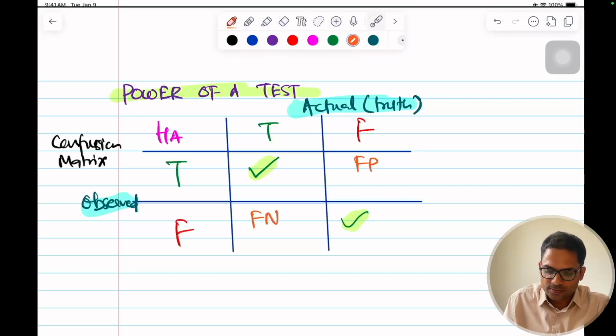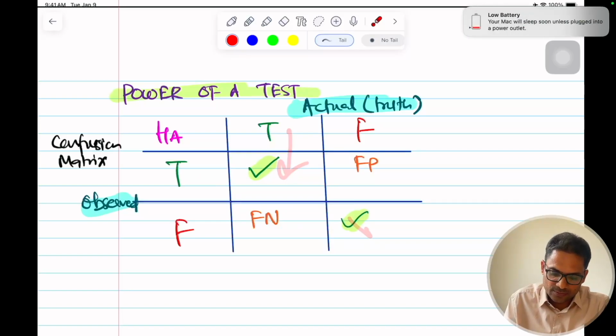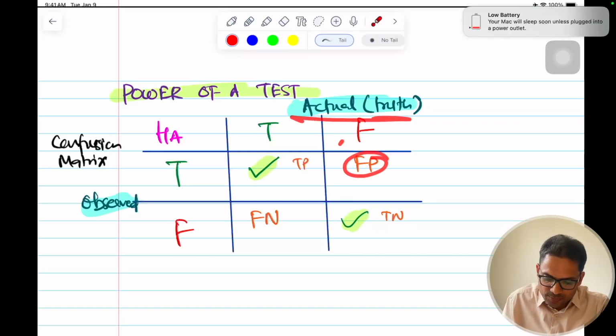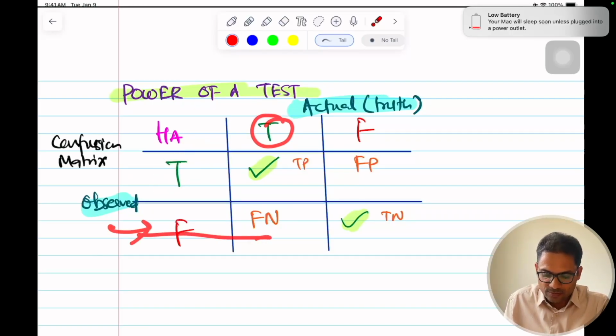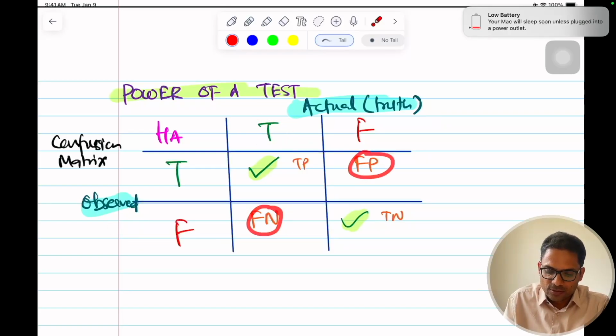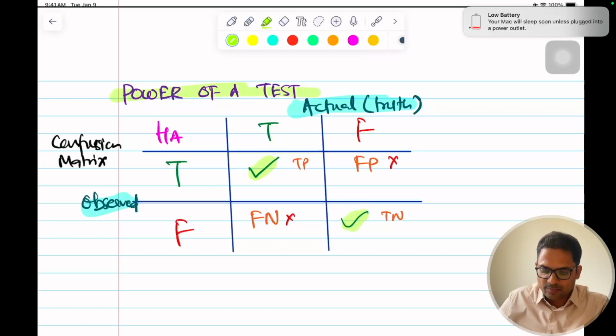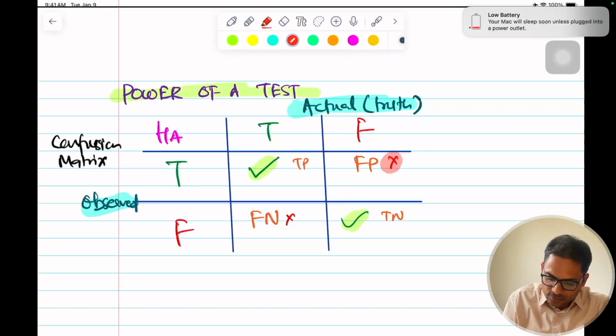These are true positive and true negative. Both are true, no problem. But this is a false positive. It is actually false, but my test is saying that this is true. And this is a false negative. Actually it is true, but my test says that this is false. I hope these terms are clear. So anything which falls here is not acceptable. All these diagonal elements are good and the non-diagonal elements are not good.